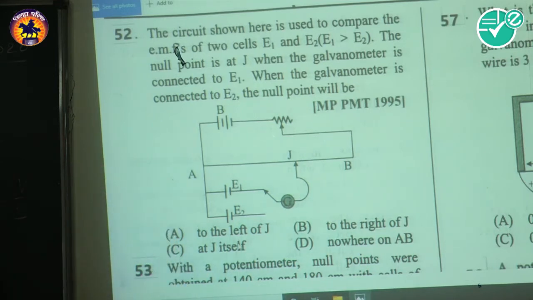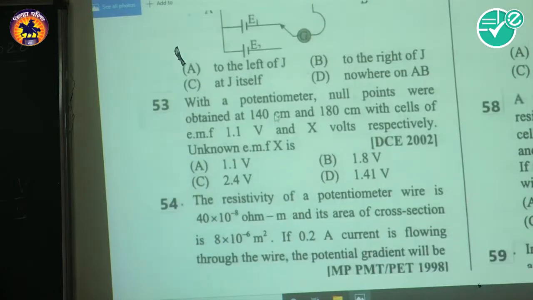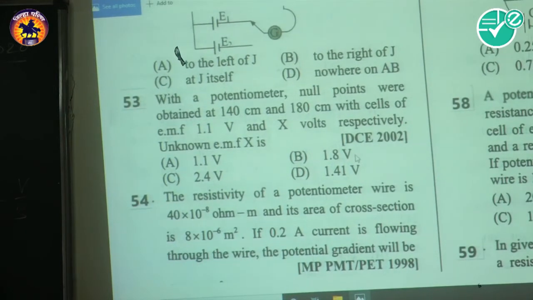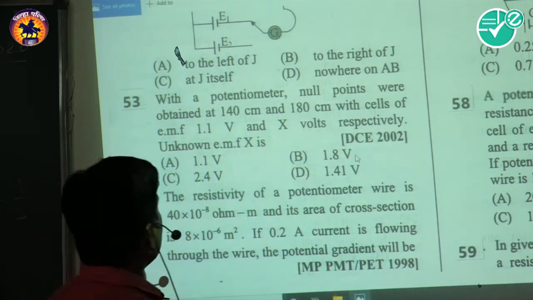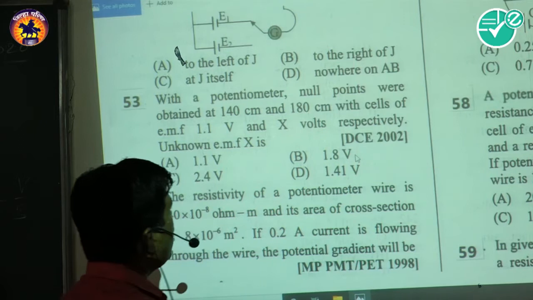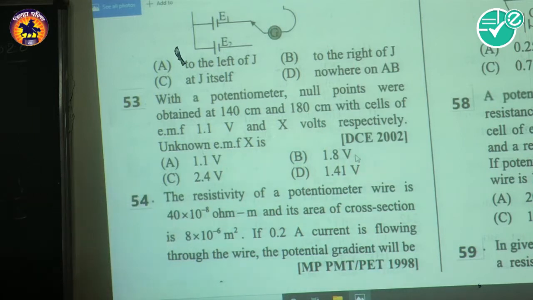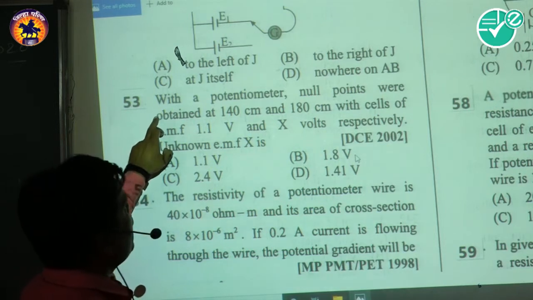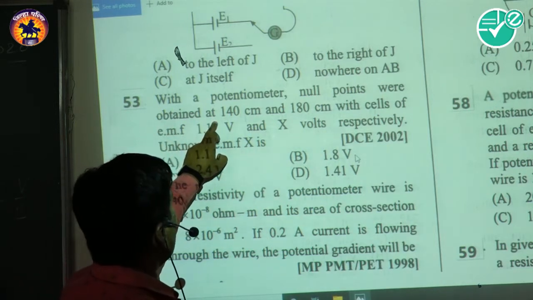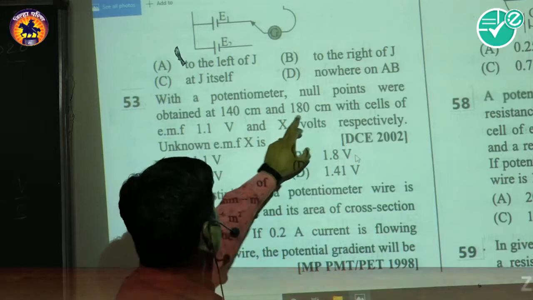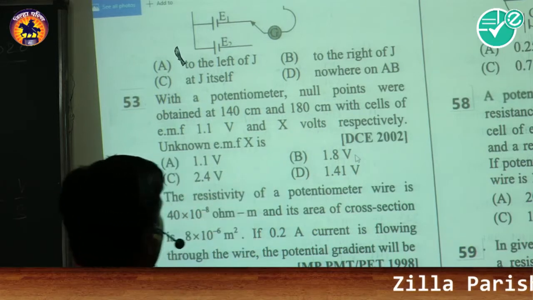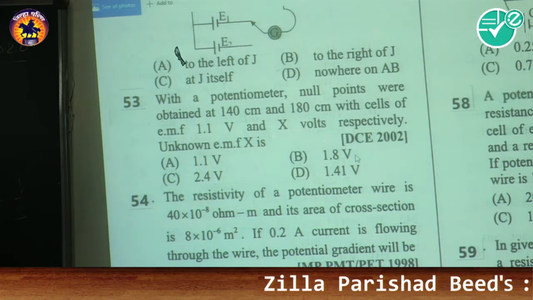Now we will move towards question number 53. What is asked in question number 53 is that with a potentiometer, null points were obtained at 140 centimeter and 180 centimeter with cells of EMF 1.1 volt and X volt respectively. The unknown EMF X is. So we have to calculate the value of X.